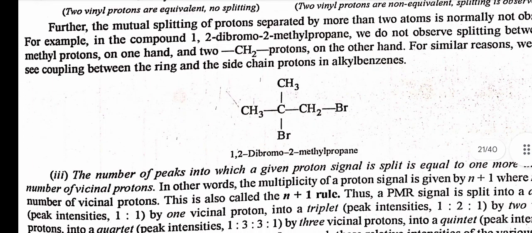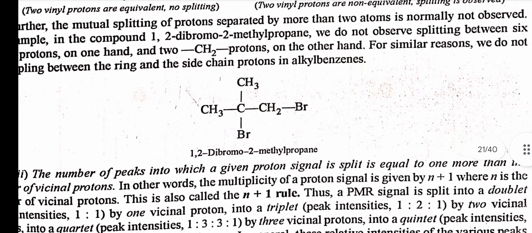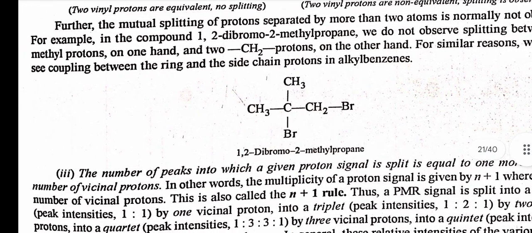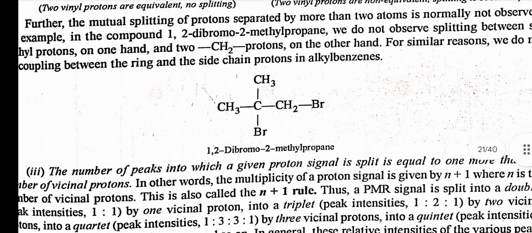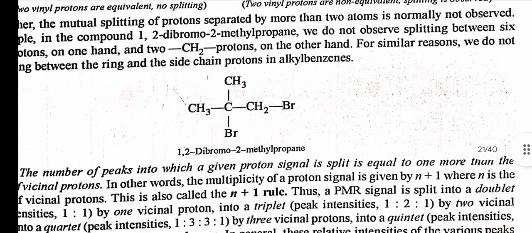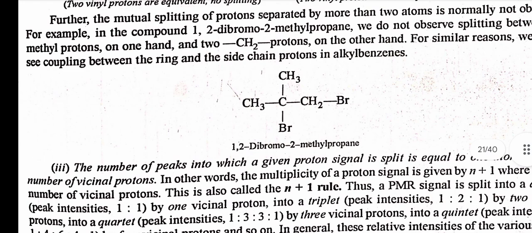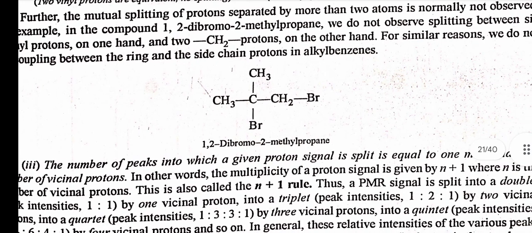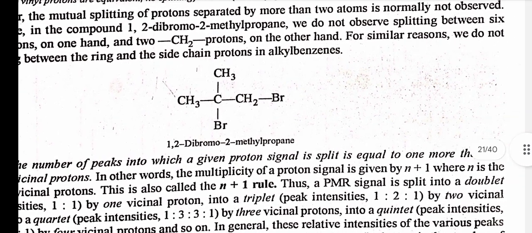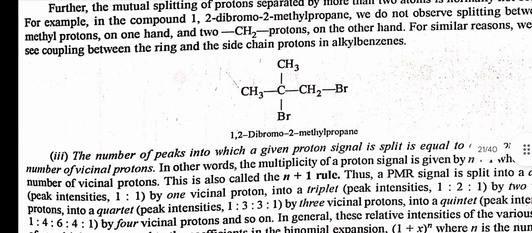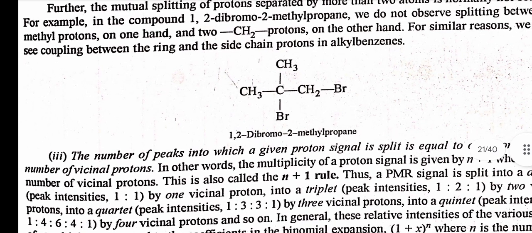Further, the mutual splitting of protons separated by more than two atoms is normally not observed. For example, in the compound 1,2-dibromo-2-methylpropane, we do not observe splitting between the 6 methyl protons on one hand and the 2 CH2 protons on the other hand. For similar reasons, we do not see coupling between the ring and the side chain protons in alkyl benzenes.